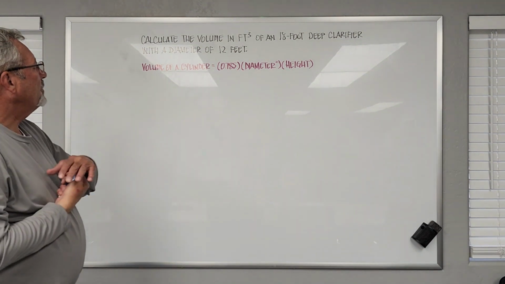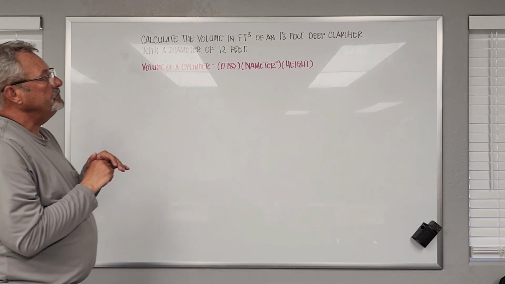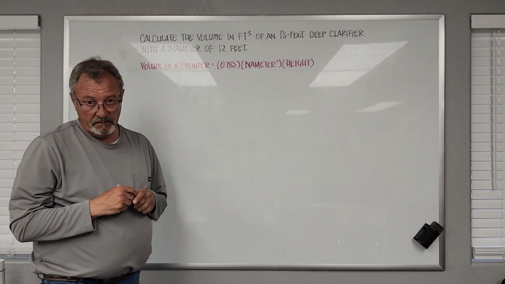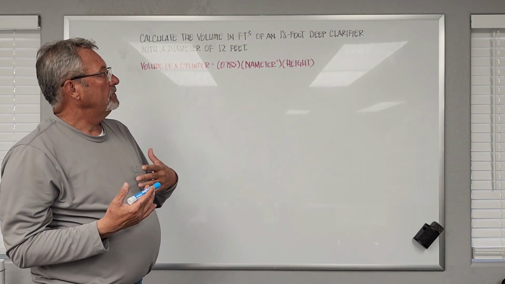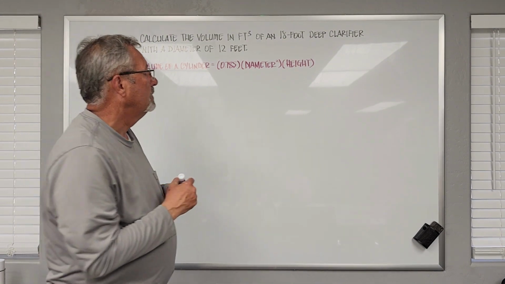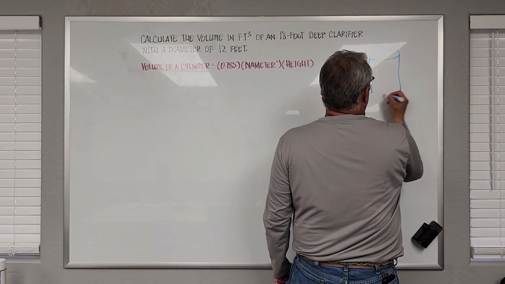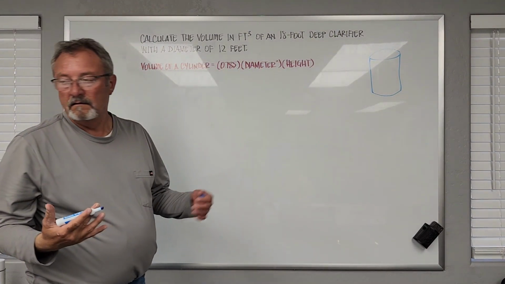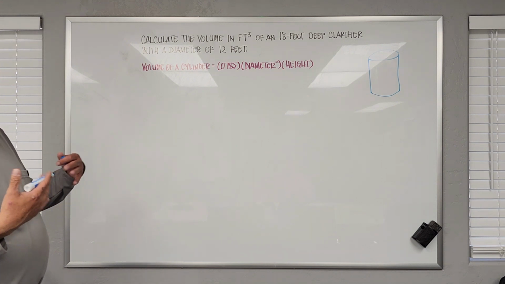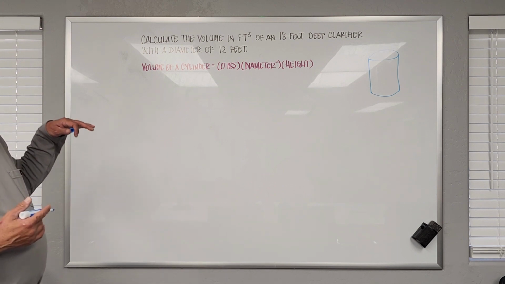So this problem is: calculate the volume in cubic feet of an 18-foot deep clarifier with a diameter of 12 feet. So this is a cylinder, starts with a circle, right? It's circular, a cylinder. And it looks like this. This could be a tank, a basin. There's several different terms we use for something like this, something that holds chemical or water, things like that. So in this case, we've got a clarifier.